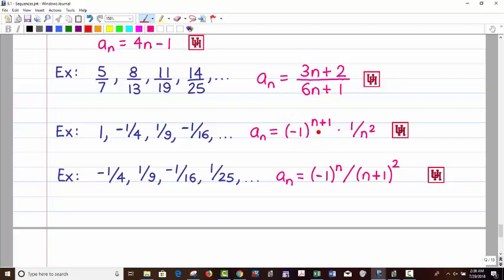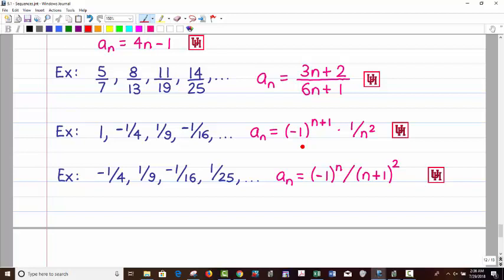Well, I want n plus 1 here because when I put 1 in here, I have -1 to the 1 plus 1, squared, which will be +1. So that'll guarantee the first term is positive. Then when you put 2 in there, -1 to the third is -1. So that guarantees that term's negative. So you just do it to make it match the first term, and then everything will run smoothly after that.